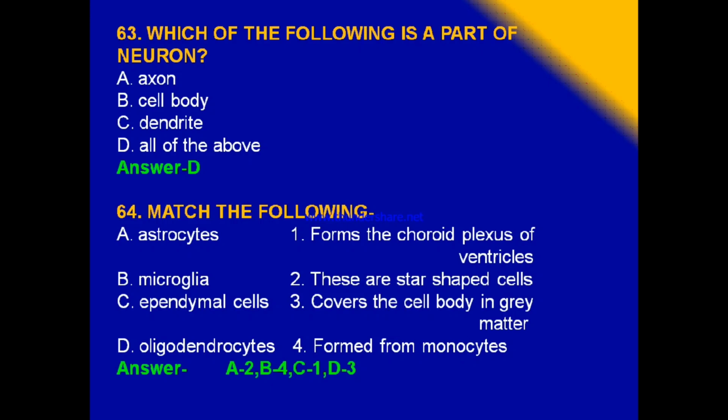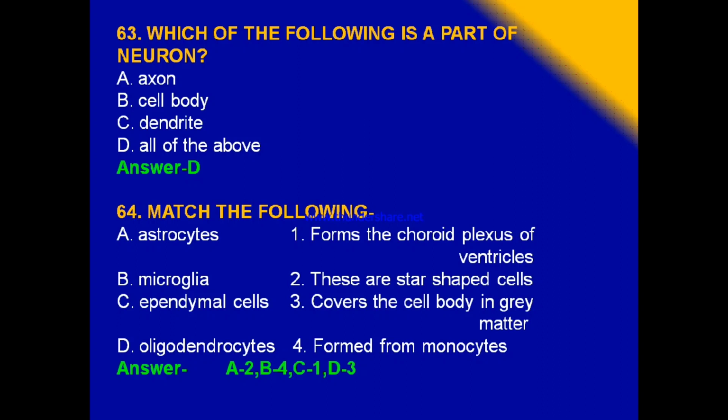Next, match the following: astrocytes, microglia, ependymal cells or oligodendrocytes. And the options are: forms the choroid plexus of ventricles. These are star-shaped cells. Covers the cell body in grey matter, or formed from monocytes. So first, let's see astrocytes. Astrocytes are the star-shaped cells. So A connects to option 2.